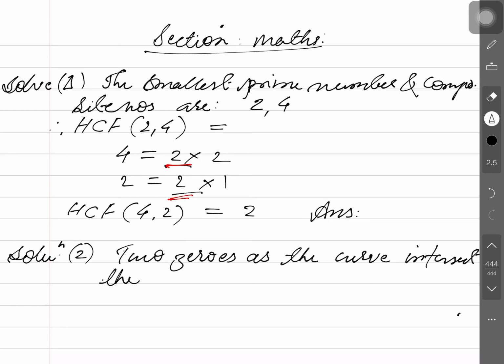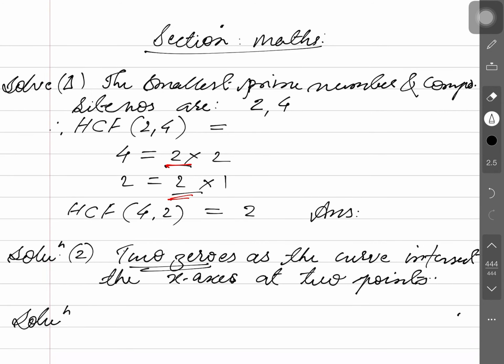So you have to write the answer: 2 zeros, as the curve intersects the x axis at 2 points. Is that clear? This is the important thing here, 2 zeros are here. Is that clear?